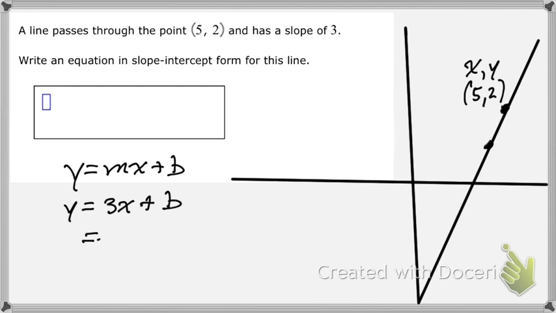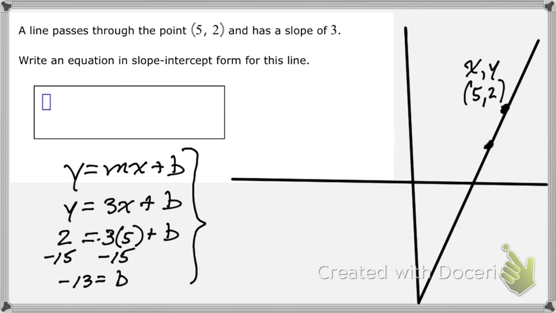So that's where I'm going to put it. x is 5 and y is 2. And I've got the plus b, and that's what I want to know in order to finish the equation. I want to know what b is. That's easy enough to solve for, right? Subtract 15. 2 minus 15 is negative 13, which is equal to b. And I'm going to put this all together and say I've got y equals 3x minus 13.